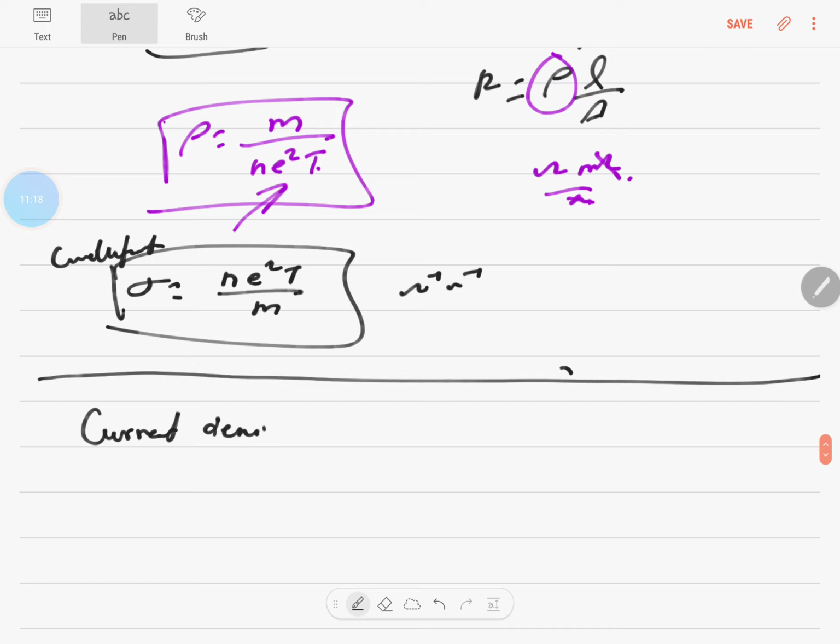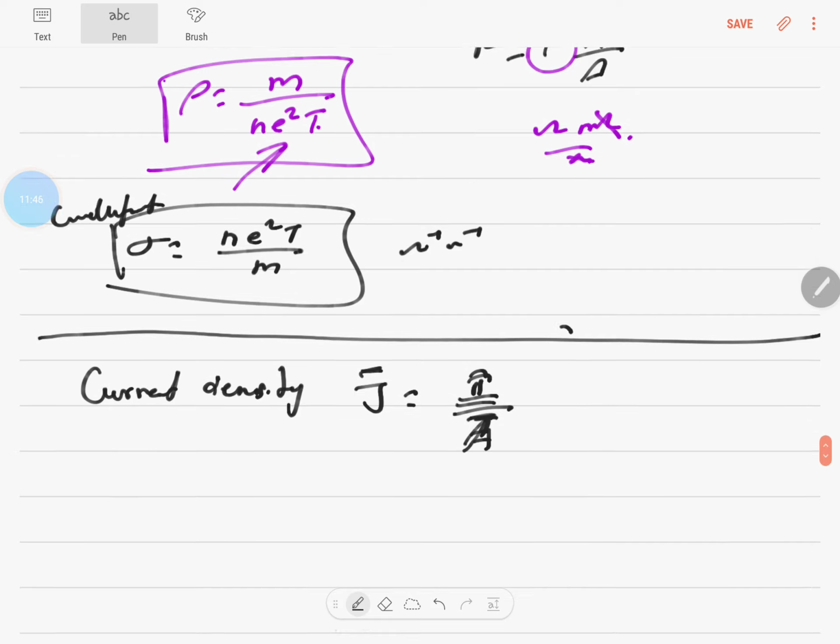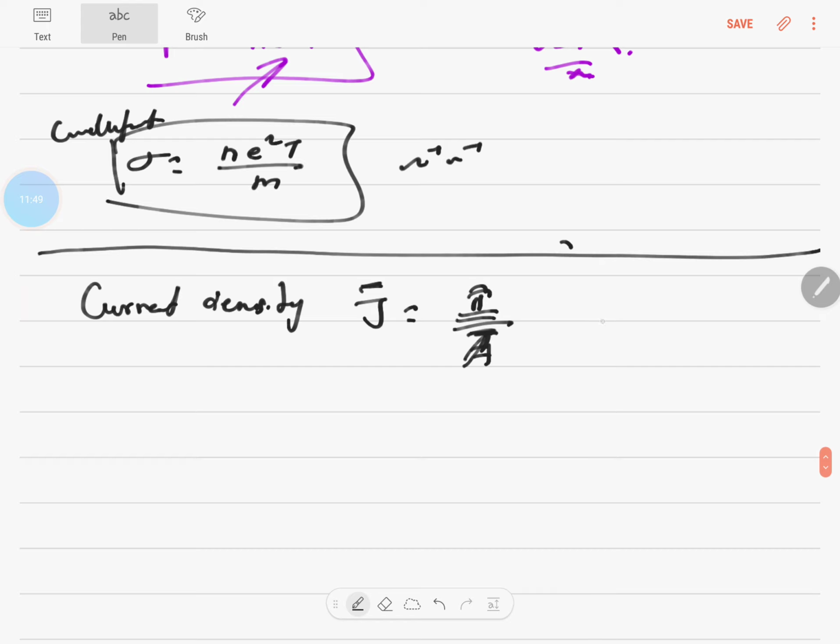Current density is represented by the letter J, which is I by A. One common question: wherever area comes, they'll ask whether it's a vector. The area vector is always normal to the surface ds, so area is a vector, and so current density is a vector. It is the current flowing through unit area. The definition: the ratio of current per unit area. The SI unit is ampere per meter square.